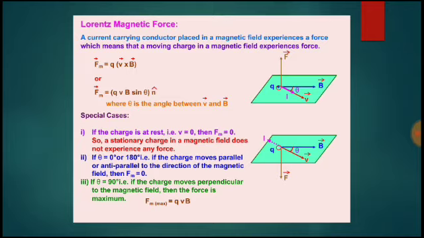Suppose theta is 90 degrees, what will happen? That is perpendicular. If the charge moves perpendicular to the magnetic field, then the force is maximum. Substituting, sine 90 is equal to 1. Therefore, the force is maximum: QVB into sine 90, and sine 90 is 1. Therefore, QVB into 1, QVB. Q is the charge, V is the velocity and B is the magnetic field, right?